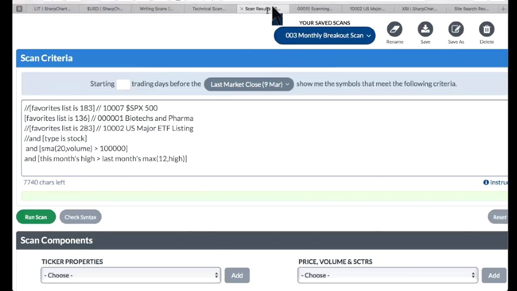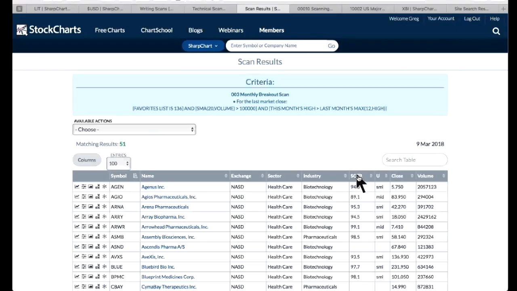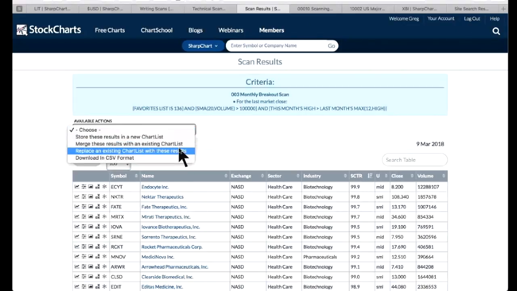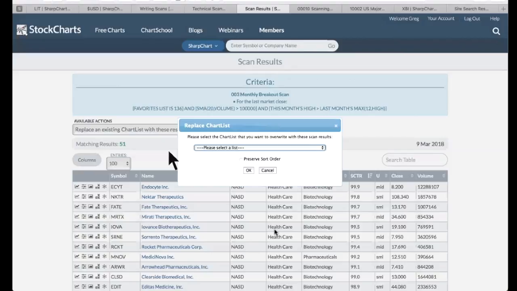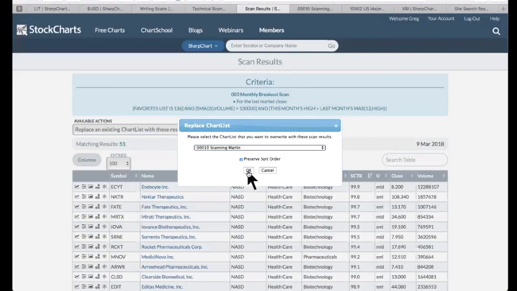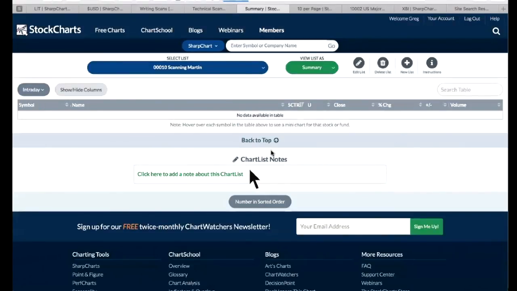So we take this, we run our scan results. There's 51 breaking out to new highs. Again, sort them by scooter ranking, and then replace an existing chart list. These are all just scans that I've got. It doesn't matter to me what's in them. You just dump on top of them, and then preserve the sort order and say, okay, so we're going to go in and check out these scans.